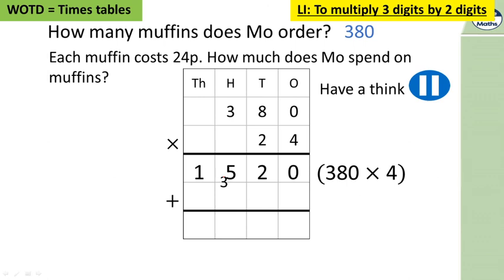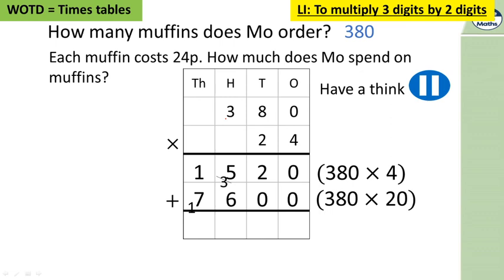So for 380 times 4, we get 1,520. We've done the ones now, so now we need to do 380 times 20. So we've got our placeholder in there. We're going to do 2 times 0. 2 lots of 0 is 0. 2 times 8, we've got 16, so we put our exchange of 1 across, we put our 6 in, and then we do 2 times 3, which is 6. 6 plus 1 is 7, and then we add those together. So that's one way of doing it.